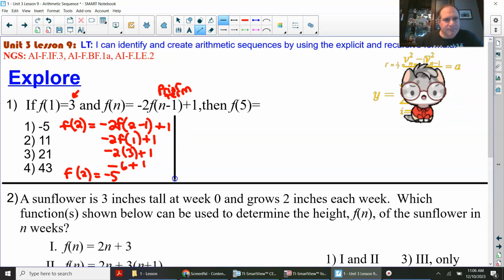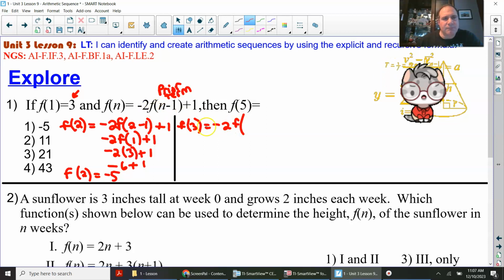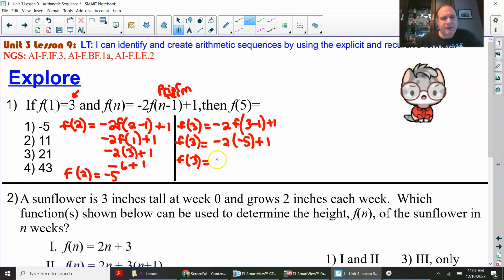So now we have f of 2. Let's go to f of 3. It equals negative 2, same formula, then f of n minus 1. We're looking for 3, so 3 minus 1, plus 1. So f of 3 equals negative 2 times f of 2, since 3 minus 1 is 2. F of 2 is negative 5, plus 1. Negative 2 times negative 5 is 10, and 10 plus 1 is 11. All right, and then continue.